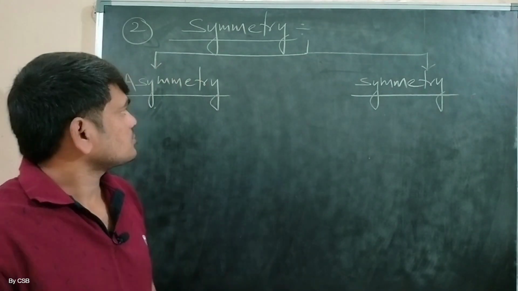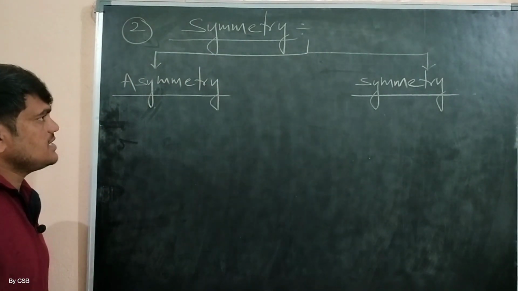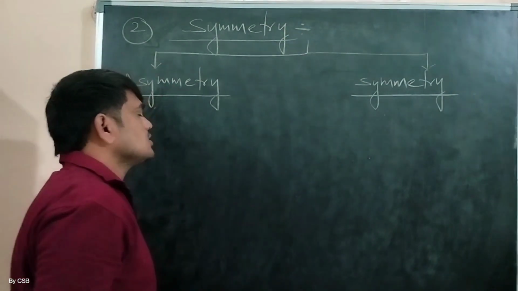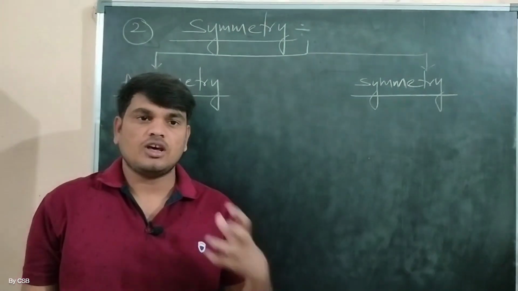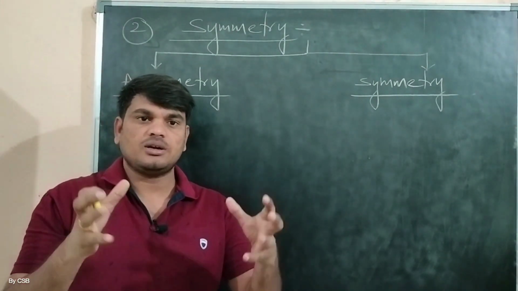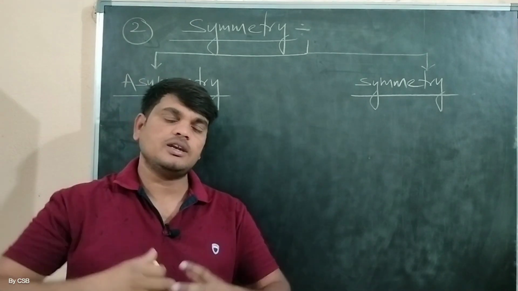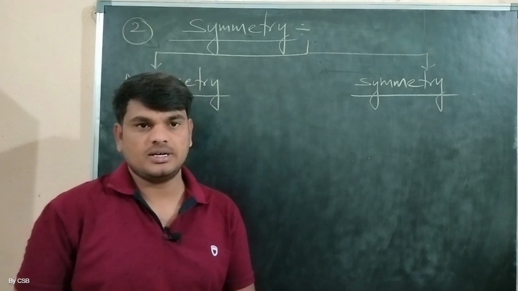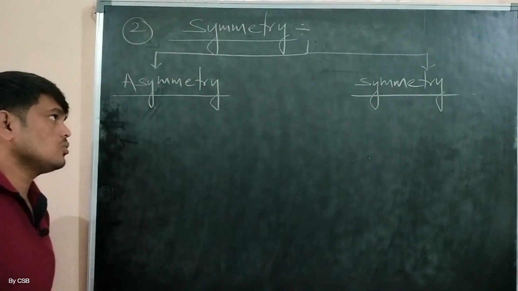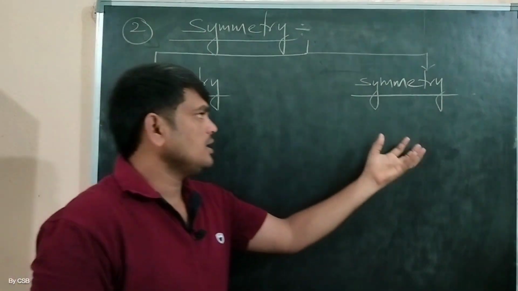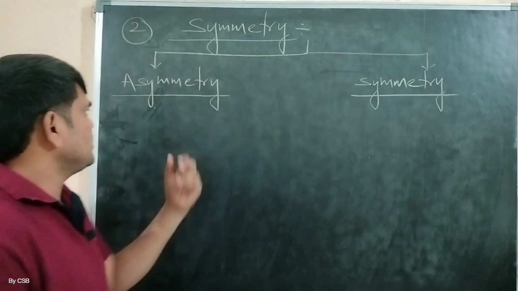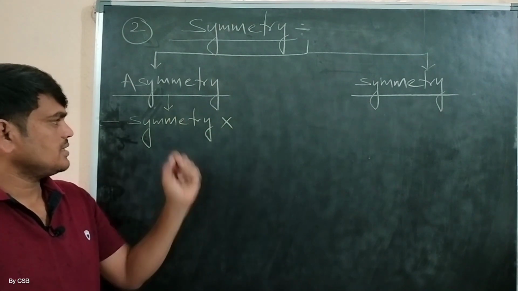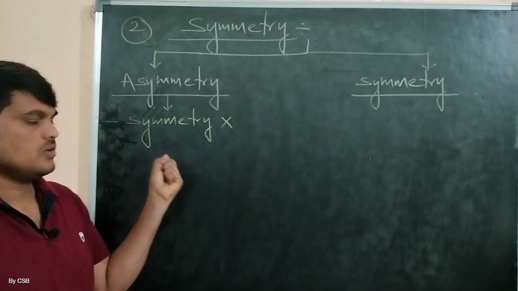Let us discuss. Symmetry is the systematic arrangement of organs in a body. It is a phenomenon which states how organs are arranged in a body. That is called symmetry. Symmetry is of two kinds, asymmetry and symmetry. So what about asymmetry? Asymmetry is where symmetry is absent.